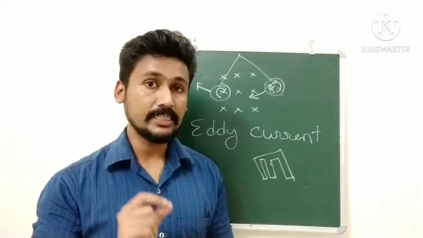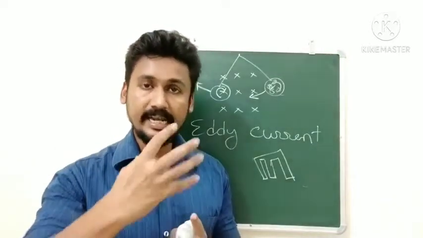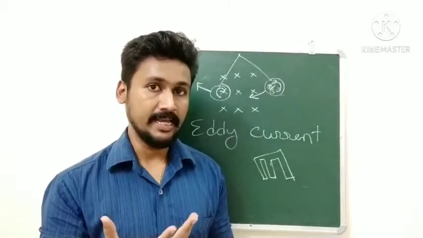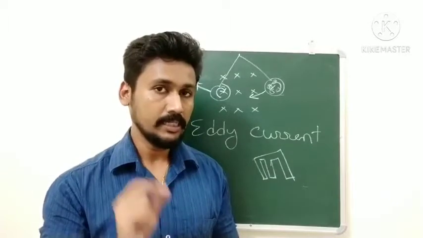Next, we use it in induction furnaces. As I said, if we have eddy currents, that can heat up the metal plate to a very high degree, and we can actually manage to melt that metal by producing eddy currents.